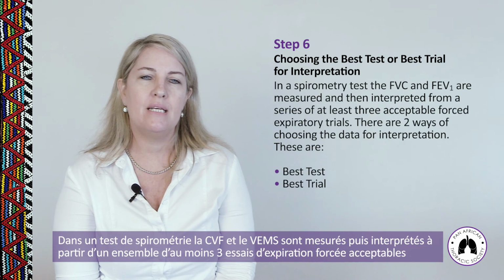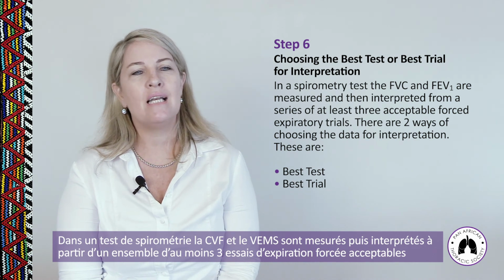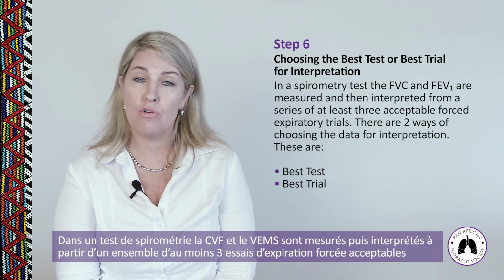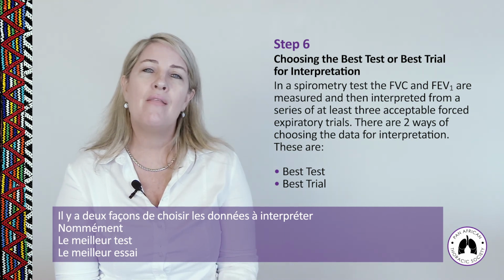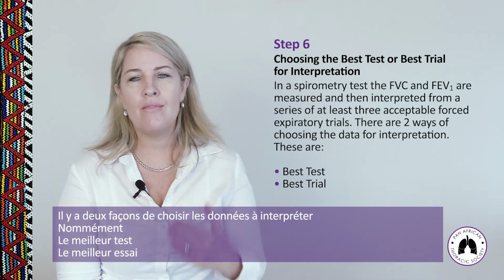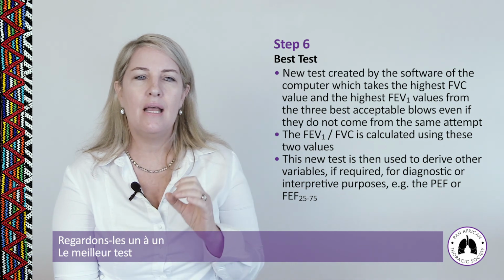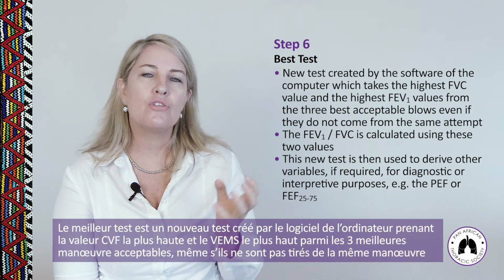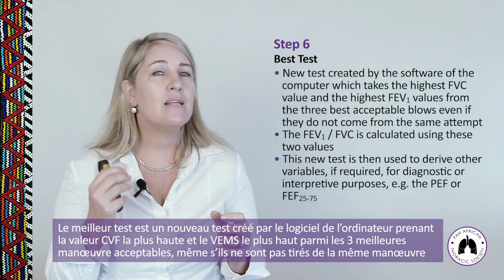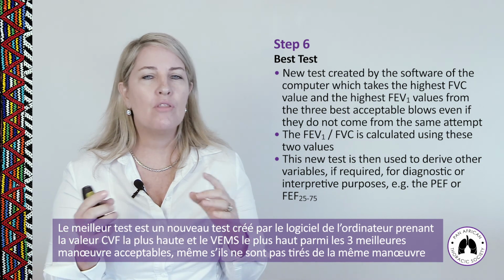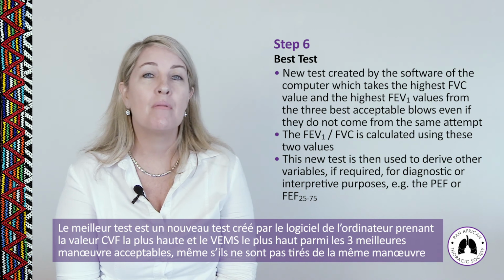So in a spirometry test, the FVC and FEV1 are measured and then interpreted from a series of at least 3 acceptable forced expiratory trials. There are 2 ways of choosing the data for interpretation, known as the best test and the best trial. Looking at those one by one, the best test is a new test created by the software of the computer, which takes the highest FVC value and the highest FEV1 value from the 3 best acceptable blows, even if they do not come from the same blow.